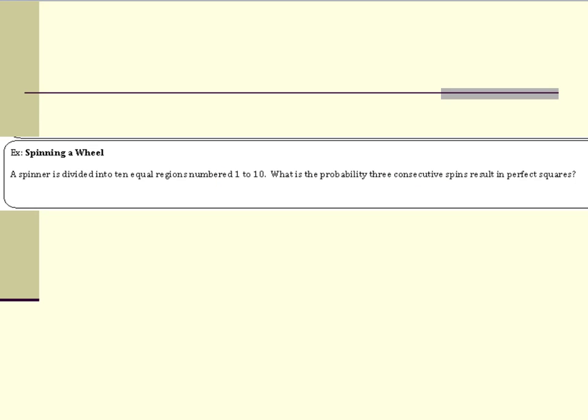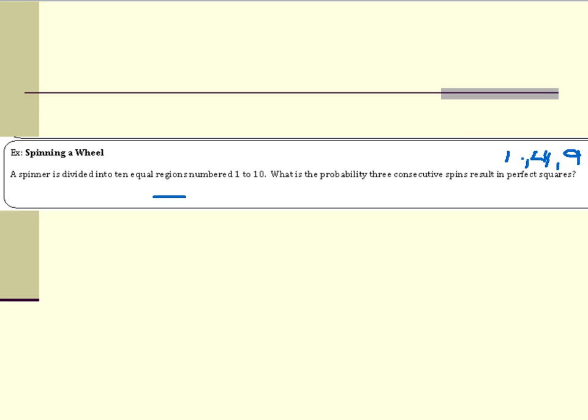A spinning wheel. A spinner is divided into 10 equal regions numbered 1 through 10. What's the probability 3 consecutive spins result in perfect squares? So let's first think perfect squares. We could have 1, 4, or 9. Those are our 3 options.